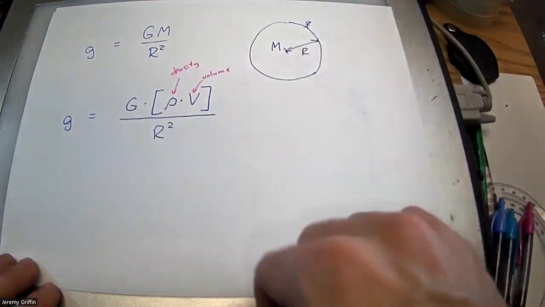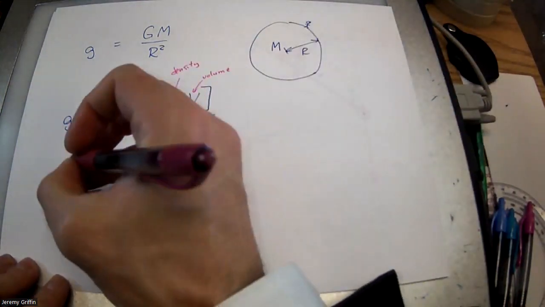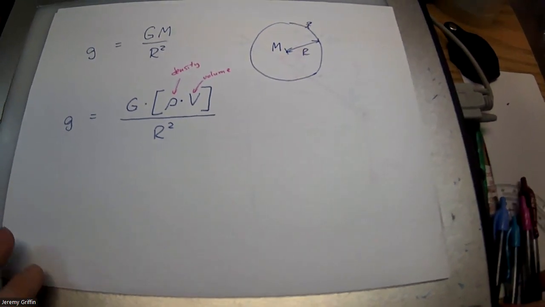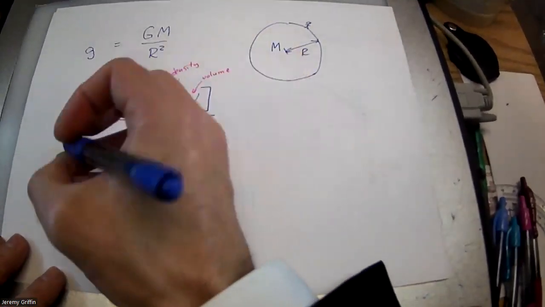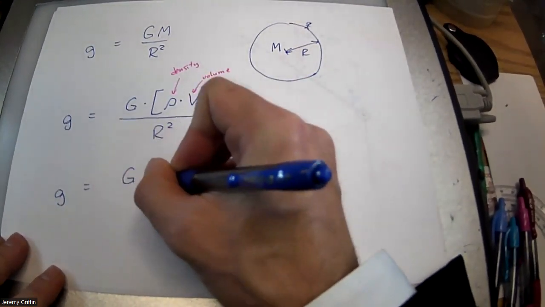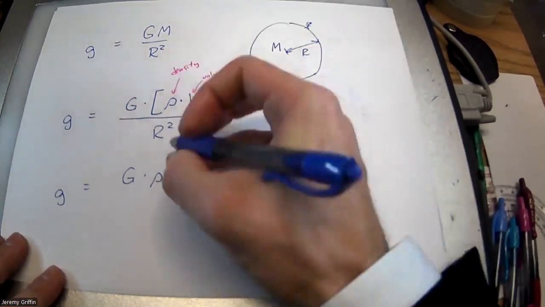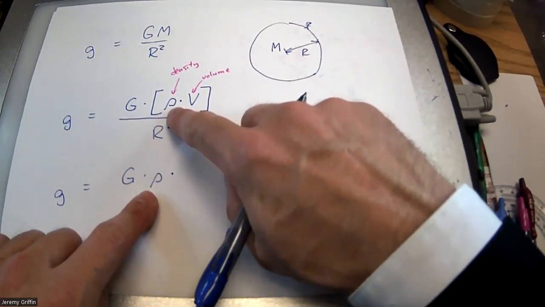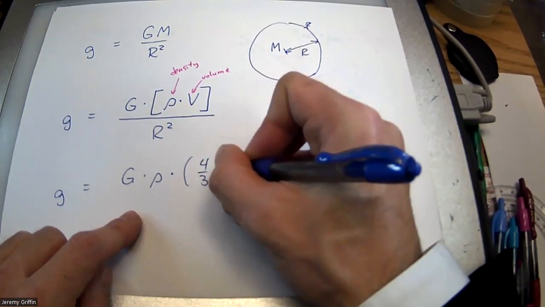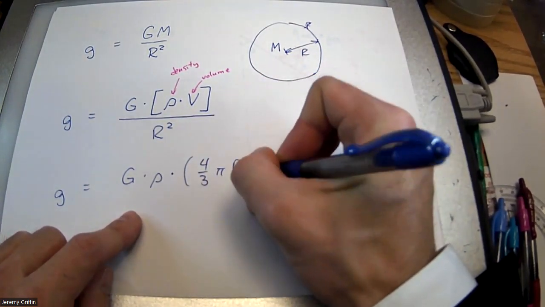Now the planet is approximately spherical. Do you guys happen to know the volume of a sphere? 4/3 pi r cubed. That's it. Yeah. So G times rho. Rho is the Greek letter rho for density. Times 4/3 pi r cubed.